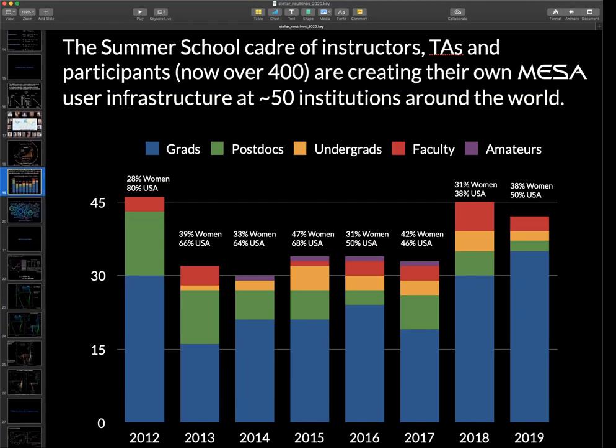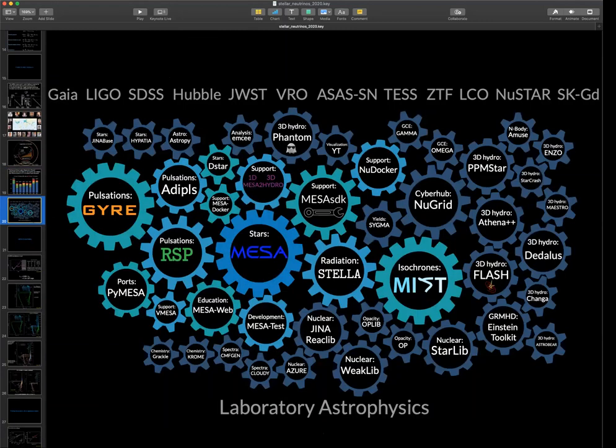MESA is but one part of an ecosystem, a national ecosystem, that lies between the laboratory astrophysics that we do in JINA, that we do in IReNA. So these are nuclear reactions. They can also be chemical reactions. They can be opacity calculations, opacity experiments, excuse me. So this is the laboratory astrophysics.